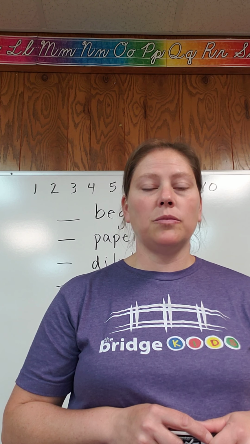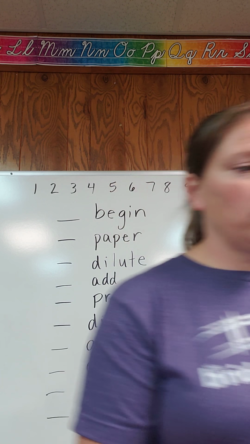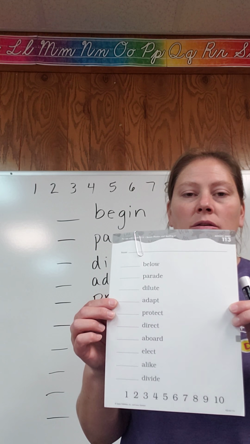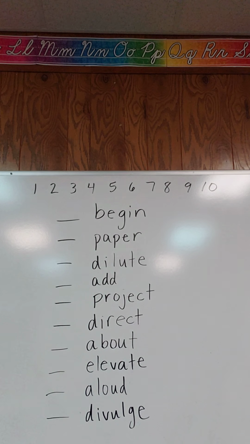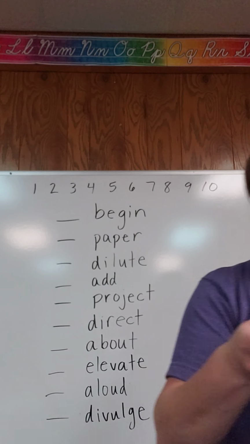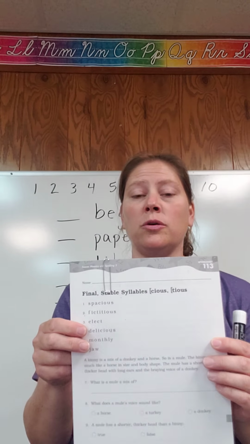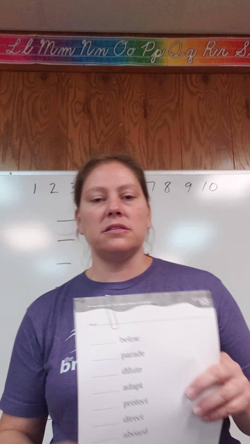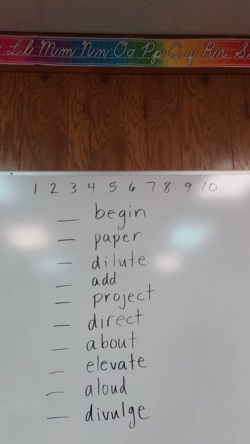Okay, today we will be covering week 1, lesson 3, which is going to contain page 113, some alphabetizing, activity sheet 113, alphabetizing, and it will also contain worksheet 113 with the backside homework 113 over final stable syllables CIOUS and TIOUS. Okay, we will start with some practicing with alphabetizing to help remind you of how to work through that process.